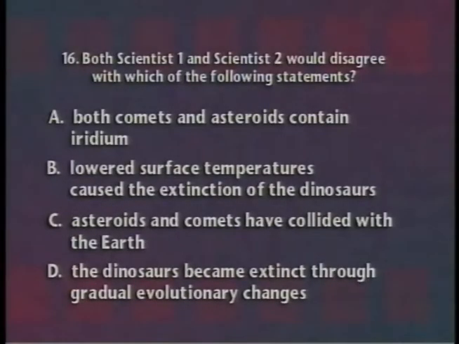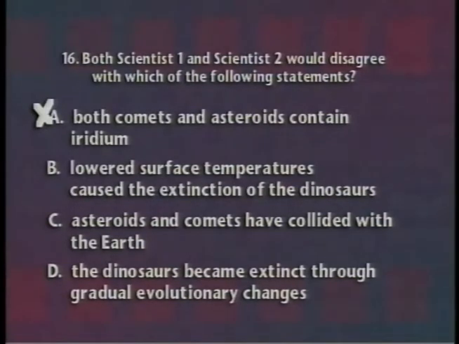Both Scientist 1 and Scientist 2 would disagree with which of the following statements? This is also a comparison question, this time asking us to look for a point on which Scientist 1 and Scientist 2 disagree. Let's look at each option separately. Both comets and asteroids contain iridium. They don't disagree on this. They agree that both comets and asteroids contain iridium. They just disagree on the amount.